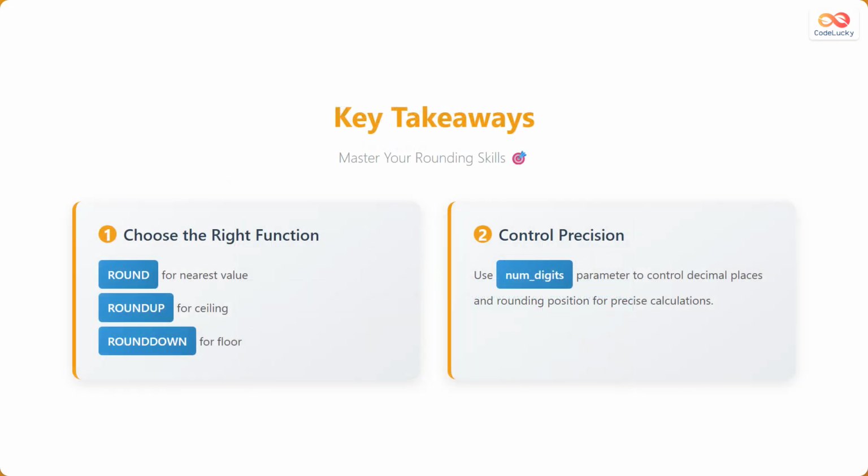Let's summarize the key takeaways from this video. First, choose the right function. Use ROUND for the nearest value, ROUNDUP to the ceiling, and ROUNDDOWN to the floor. Second, control precision by using the num_digits parameter to control the number of decimal places and the rounding position for precise calculations.